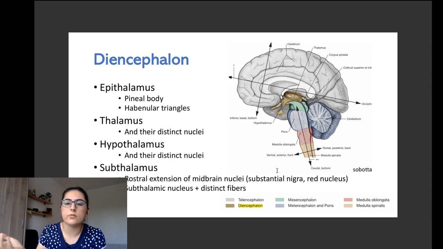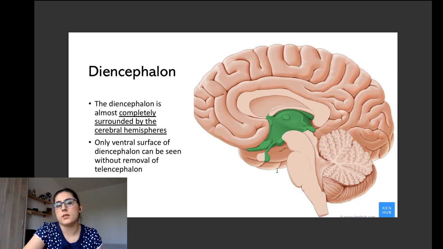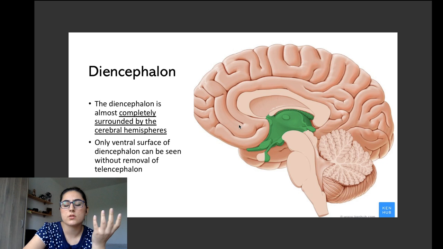Alright, so we already spoke about this, and we said that the diencephalon is completely surrounded by the cerebral hemispheres. Together, the diencephalon and the telencephalon make the cerebrum. And we again spoke about the fact that right under the diencephalon is the brainstem, consisting of the midbrain, pons and medulla oblongata, and right behind it is the cerebellum.